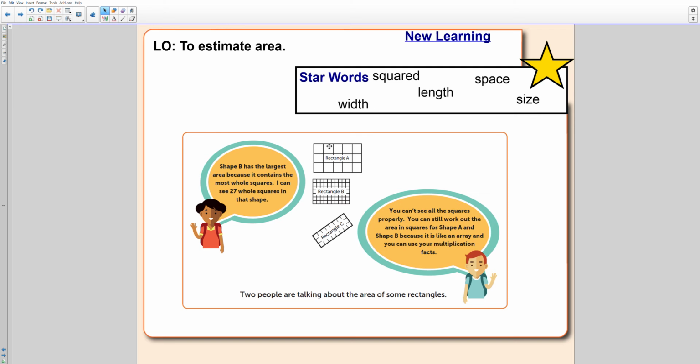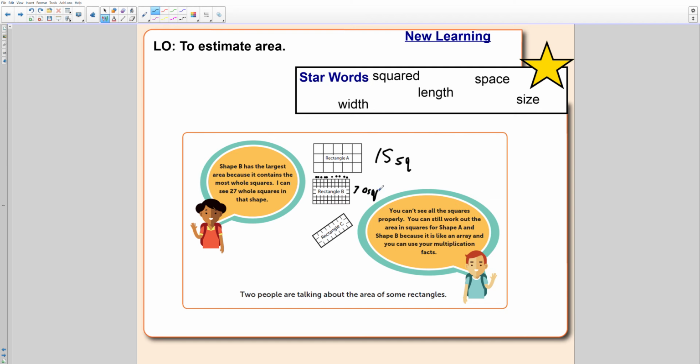Like with rectangle A, you say 1, 2, 3, 4, 5, 3 rows of it. 3 lots of 5 is 15. Let's write that down here. 15 squares. Rectangle B, although smaller, we've got 1, 2, 3, 4, 5, 6, 7 along here, and along top 1, 2, 3, 4, 5, 6, 7, 8, 9, 10. So we've got 70 squares.